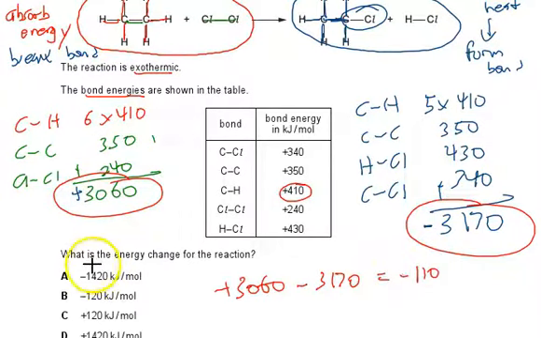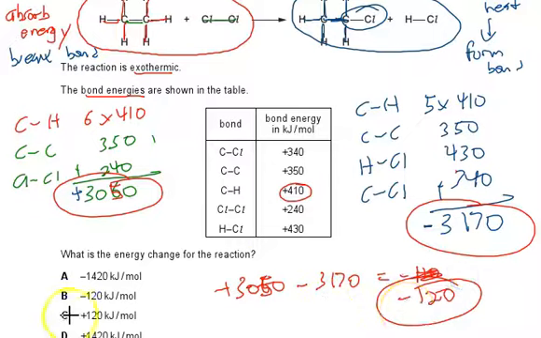Oops, I think that I missed some numbers over here. Let me check this. Hydrogen, chlorine 430, carbon, chlorine 340. Sorry guys, it's my mistake. Here should be 3050. Okay, 3050. So which makes sense for negative 120. So this is your answer. Your answer is B over here.